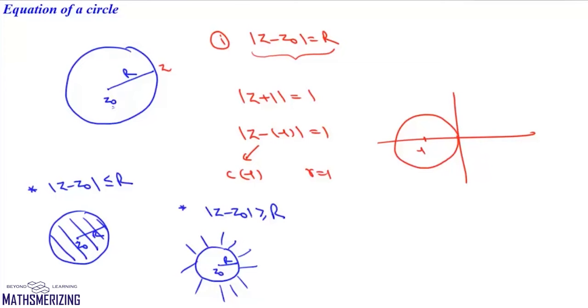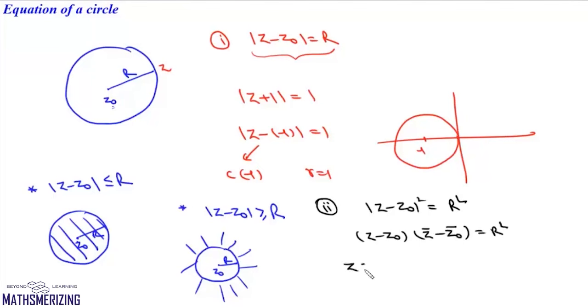So now we have studied that the equation of a circle is mod of z minus z naught equals r. Another way to write this equation is to square it. We can write mod of z minus z naught square equals r square, and we know that mod of z square is z into z bar. We can write this as z minus z naught into z bar minus z naught bar, equal to r square. Now we'll write this as z z bar minus z naught bar z minus z naught z bar plus mod of z naught square minus r square equals 0.